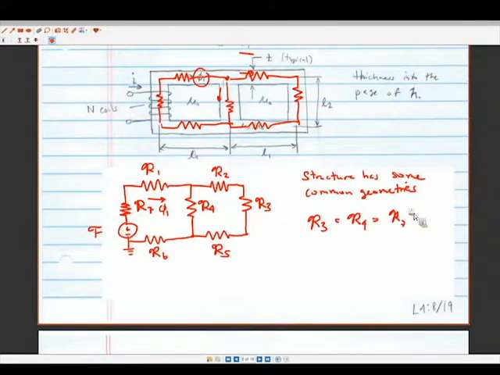Which is equal to RA. And then we have R1 equal to R2 equal to R5 equal to R6, which we'll say is equal to RB. All right, so that'll make our life easier, removing variables from the equation.